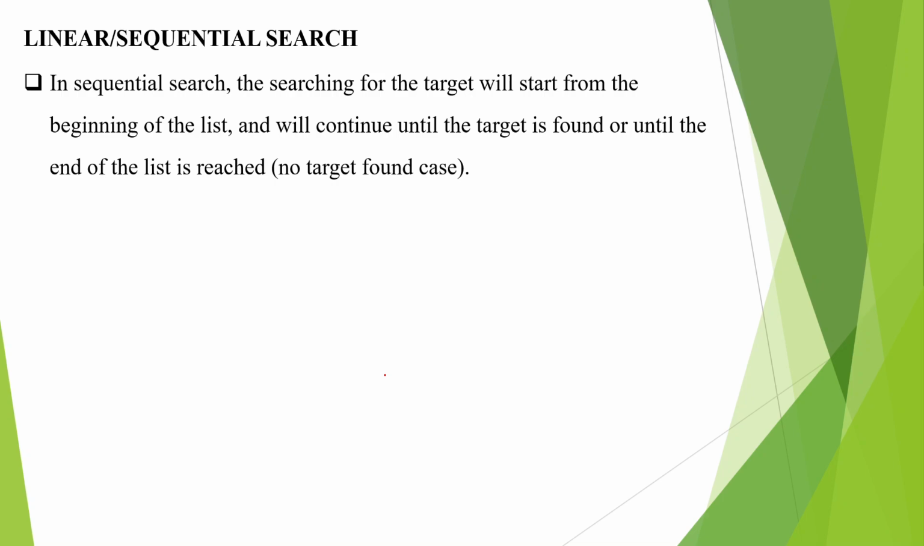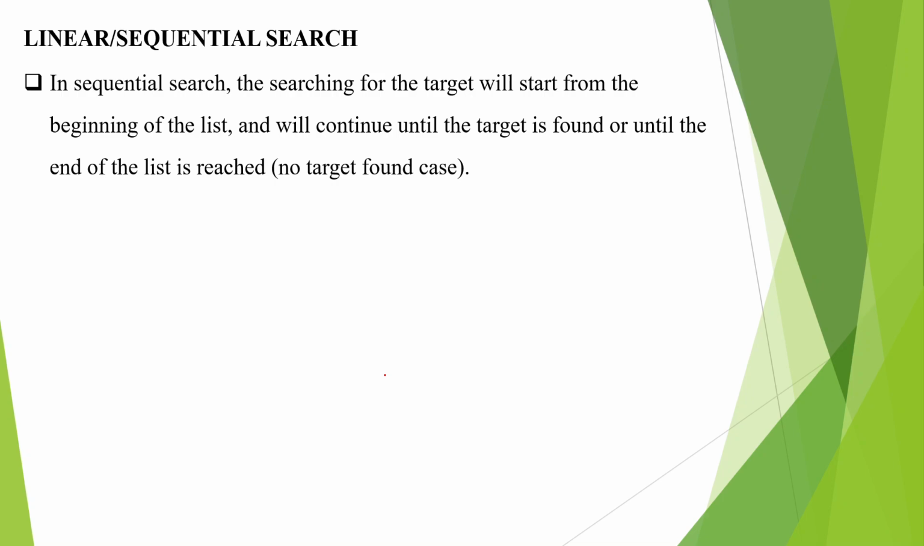Do remember, in sequential search, the searching for the target will start from the beginning of the list only and will continue until the end of the list. In between, if the target is found, there only the search will stop. Once again, I am repeating: the searching will start always from the leftmost element and continue till the end of the list, if the target is not found. But in between, if any element matches the target, there the search will stop and the index value of that matched element will be returned.